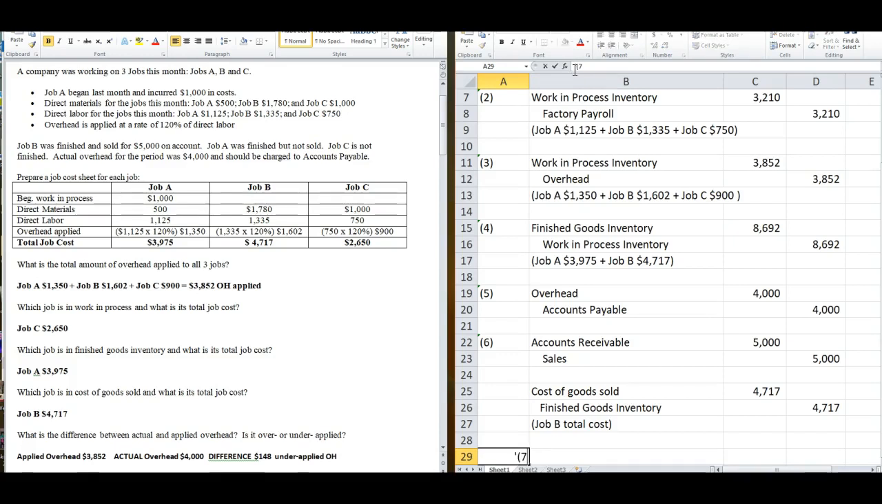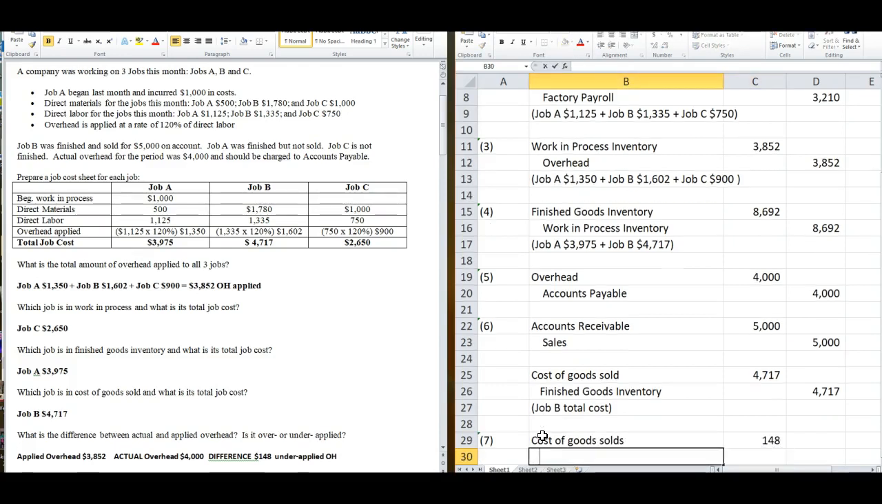The last journal entry we need to do is to correct this actual and applied difference. We said there was a difference of $148, and we said it was under applied. Under applied means we didn't charge enough cost to the job, and for simplicity, all adjustments are going to go directly to cost of goods sold. If it was under applied, we need to charge more cost. So we're going to debit cost of goods sold for 148, and we're going to credit our overhead account. Again, you could use factory overhead or manufacturing overhead. Just make sure that you're consistent in all your journal entries with what titles you use.